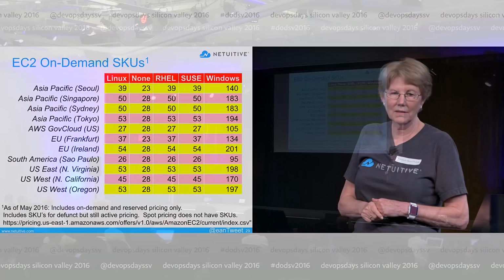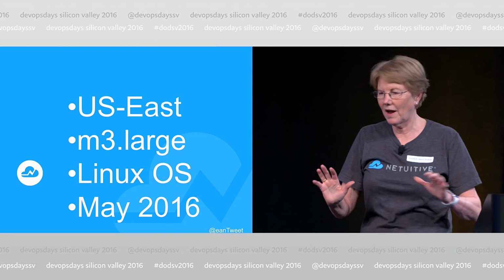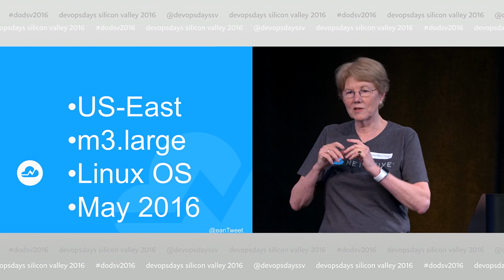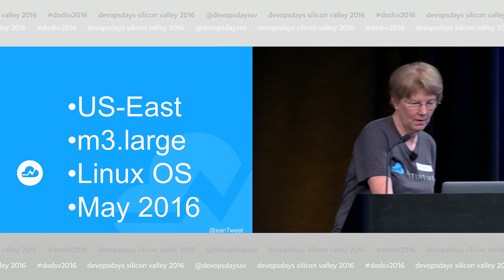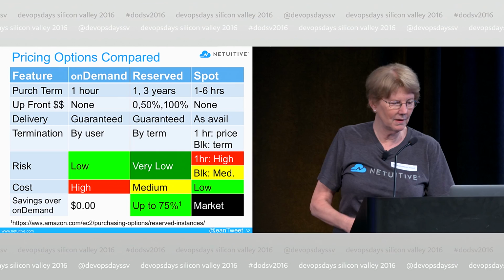Okay, that's noteworthy, but look, that's pretty complicated, so let's just say that we're gonna stick with what we have. We're in US East, we have M3 larges, we're running Linux, and it's May. We'll fix that and see what we can do with pricing. It's the one remaining thing. There are various pricing options that exist in AWS, right? And the pricing options are complicated. I've tried to boil them down into this one table here.